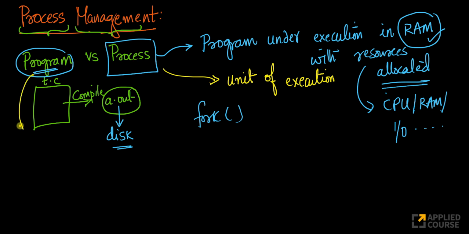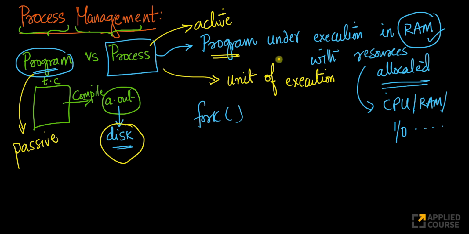Why is it so? A program is a passive entity because it is not being executed. It is sitting on your disk, while a process is said to be an active entity because it is being executed right now. As I told you, depending on which textbook you read, there are different ways of defining it. But my favorite definition is: a program under execution, located in the RAM, while a program actually resides on the disk, with resources allocated to it. That's one of the simplest ways of understanding it.